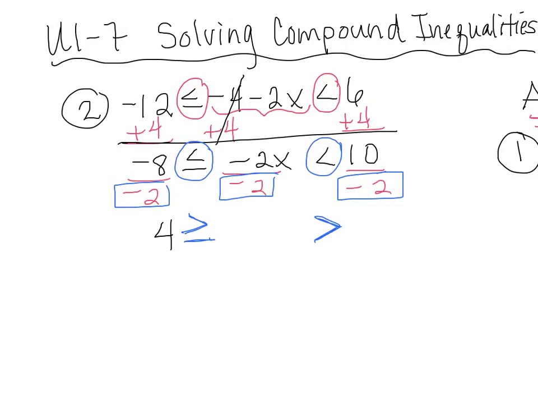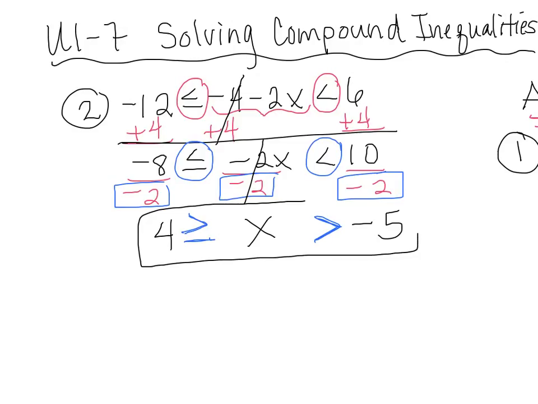Okay, let's rewrite the rest of this. Those -2's canceled out, so the x is left in the middle. And then on the far right, 10 divided by -2 is -5. Okay, and this becomes how we can express our final answer for x. That 4 is greater than or equal to x, and x is greater than -5.